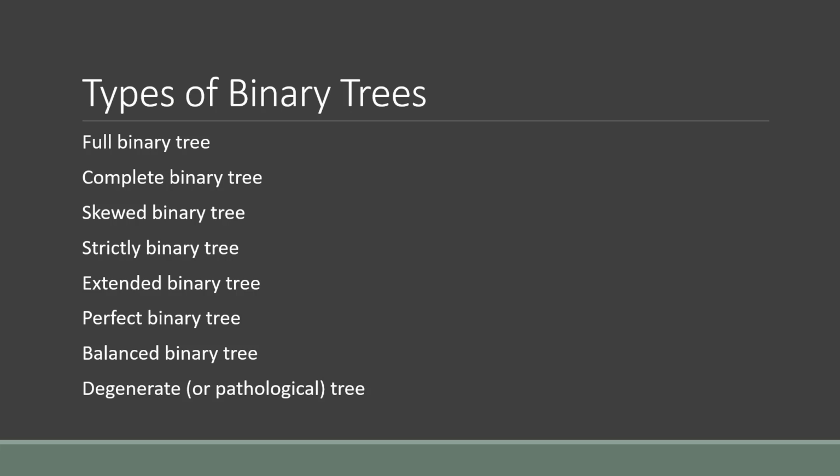So these are some of the types of binary trees: full binary tree, complete binary tree, skewed, strictly binary tree, extended, perfect, balanced, degenerate or pathological tree. Now let's check each and every type one by one.